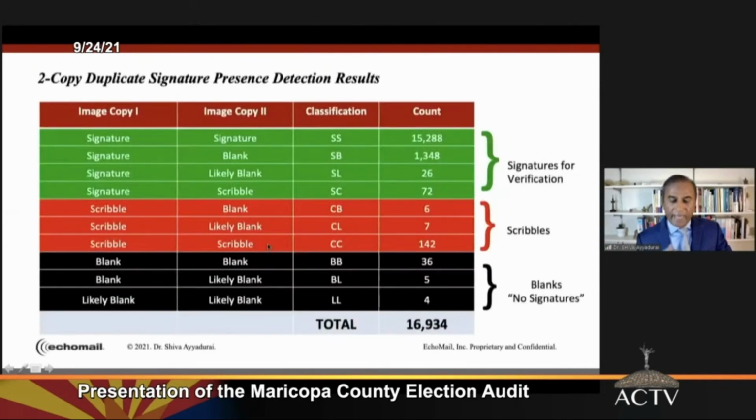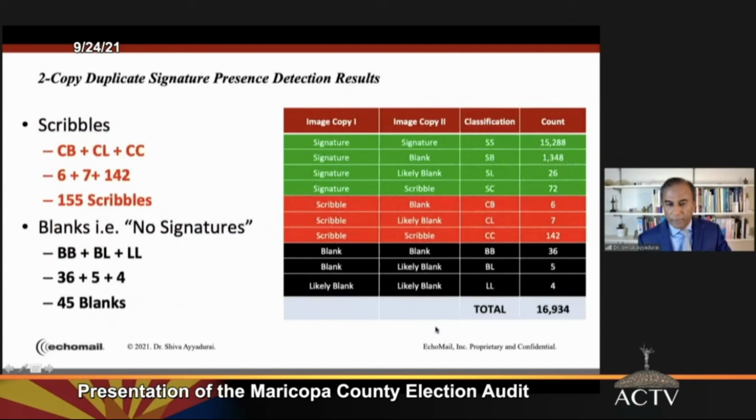All right, so that gives you an understanding of the flavor of the analysis we had to do of these 2-copy duplicates. And so on those 2 copies, we categorize these ones in green as signatures, the ones in red as scribbles, and the ones in black as blank. So again, you have for 2 copies, 16,934, and these are the counts on that. So you have 155 scribbles from the 2-copy, 45 blanks from the 2-copy.